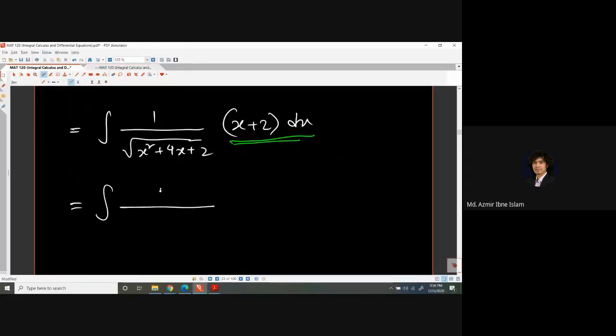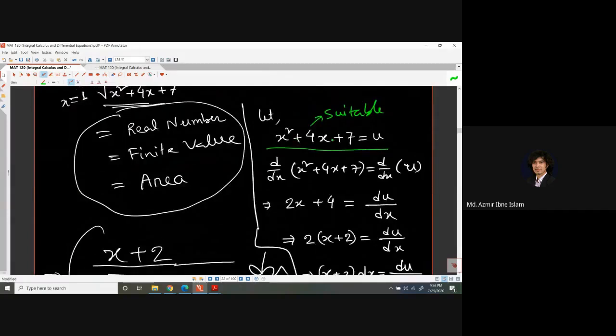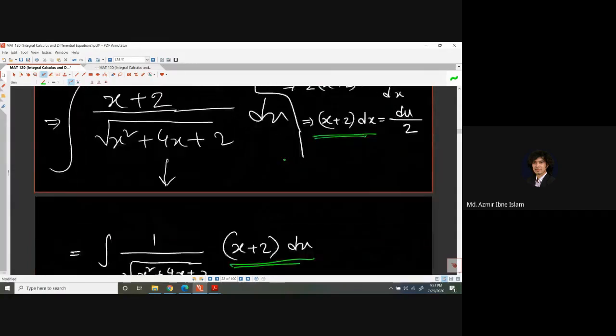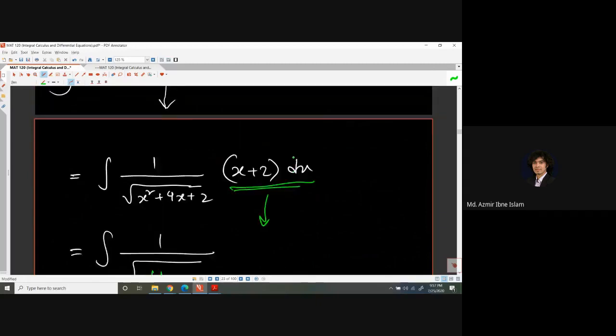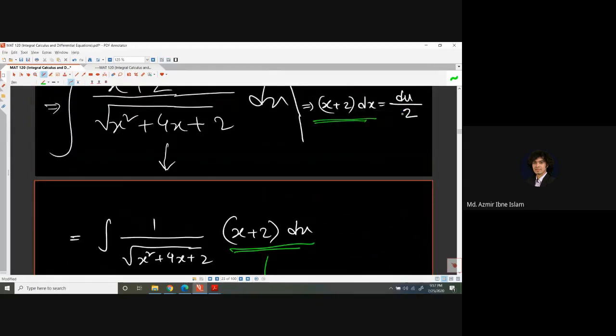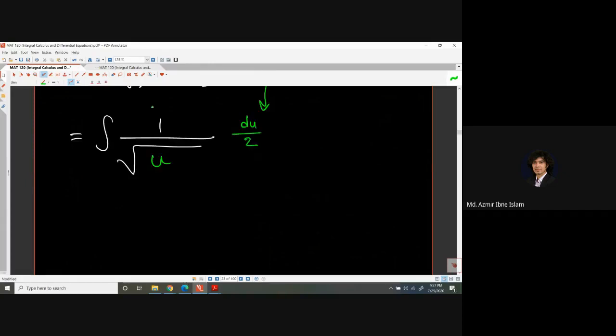So integration of 1 over a square root of, we have already considered this part as u. Okay, so I am writing u here. That means we have considered x squared plus 4x plus 7 as u, and this part, x plus 2 dx, is becoming du over 2. So it is du over 2. Now let's try to solve this integral.